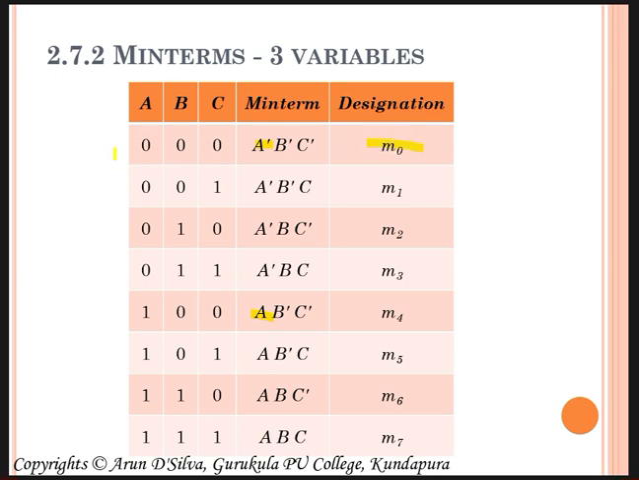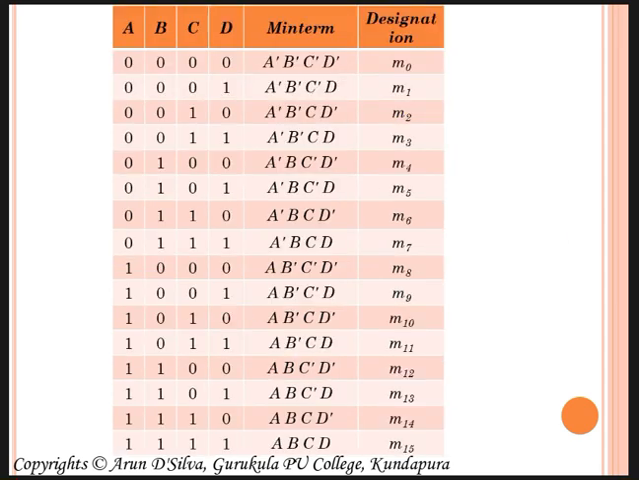We just keep in our mind the decimal equivalent. According to that, the designations m0, m1, m2, m3 will come. Without knowing this, we cannot reduce the expression by using K-map. Moving to the next one, that is the four variable truth table of min terms.